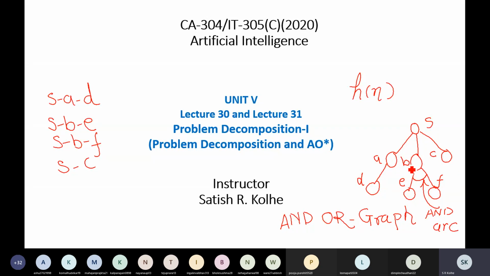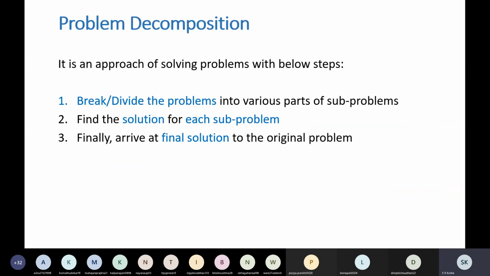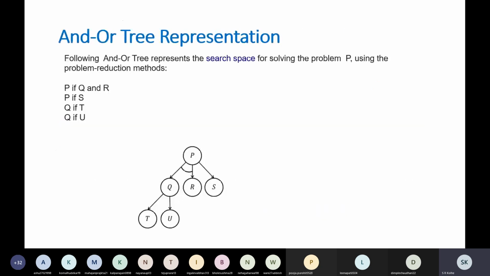For example, from B there are two ways, through E as well as F, but to solve this B you must solve E as well as F. This problem decomposition approach basically has three different substeps. One is we divide the problem into various subproblems, then find the solution for those subproblems separately. Finally we arrive at the final solution to the original problem. Let us see this example.